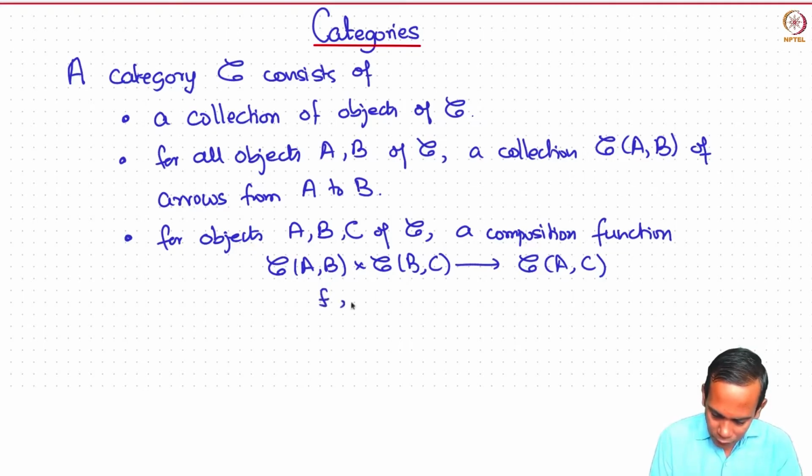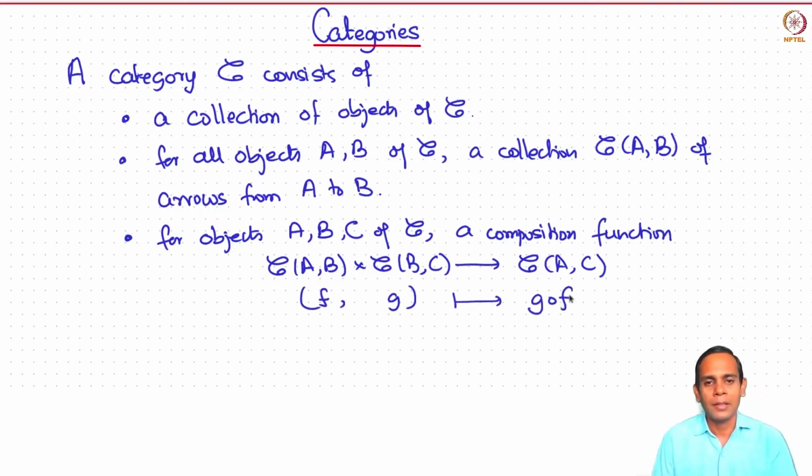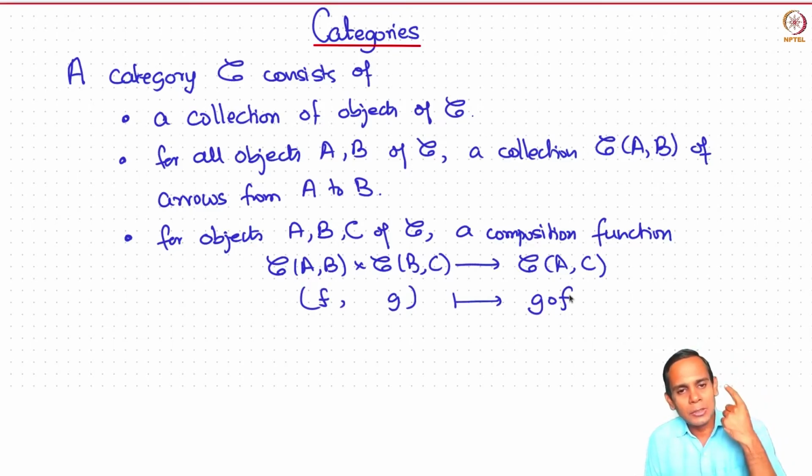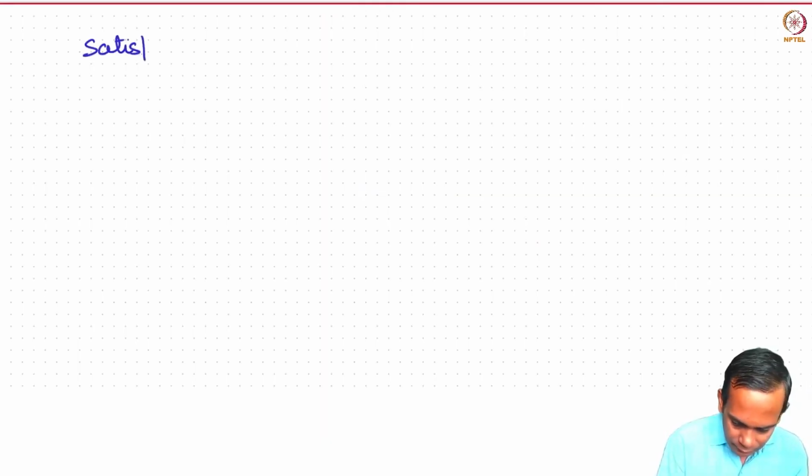So you have f given here and g here, you map it to what is denoted by g circle f. So a category has three pieces of data: a collection of objects, for each pair of objects, a collection of arrows, and whenever you have three objects, then you have arrows from A to B and arrows from B to C. An arrow from A to B can be composed with an arrow from B to C to give you an arrow from A to C. So these are the three pieces of data. And then there are certain axioms satisfying the axioms.